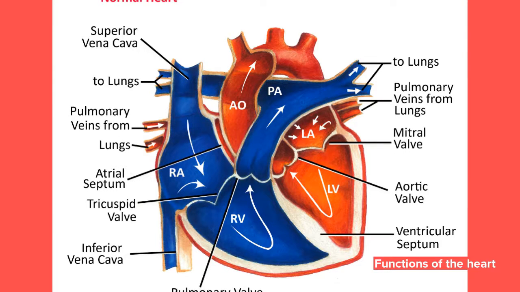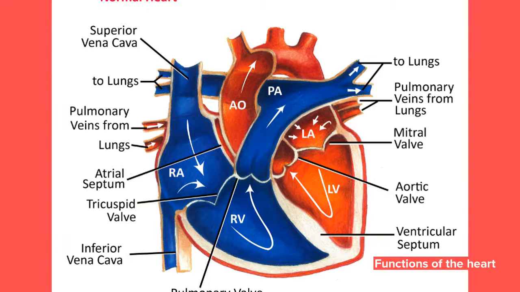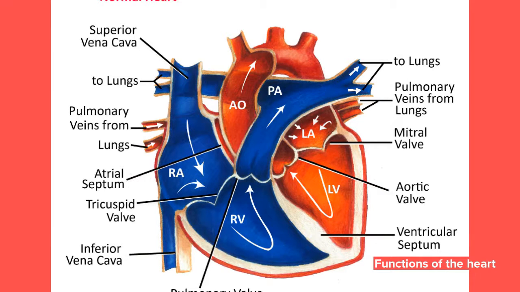So there is an opening between the right atrium and right ventricle. You can see in the picture there is an opening between the right atrium and right ventricle, that is called the tricuspid valve. Likewise, we have the opening between the left atrium and left ventricle, which is guarded by the mitral valve, that is also called the bicuspid valve. See, on the right side we have the tricuspid valve, on the left side we have the bicuspid valve.